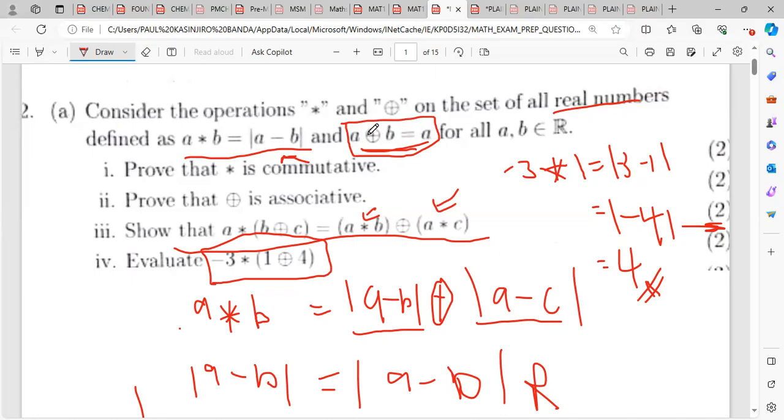No. This rule is simply saying that whenever you have 2 numbers being operated by this symbol, you always get the first number as your answer. So you can see A cross circle B, you just get A, which is the first number in this case. So that's what the rule is giving us there. Thank you, sir. You're welcome.